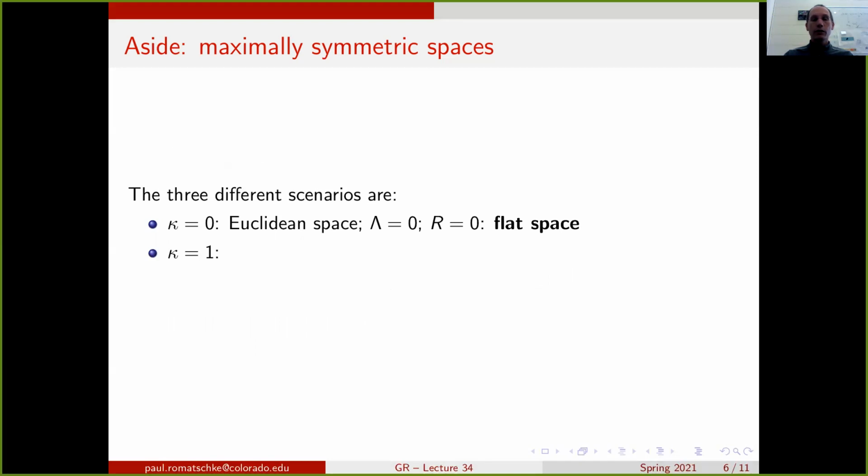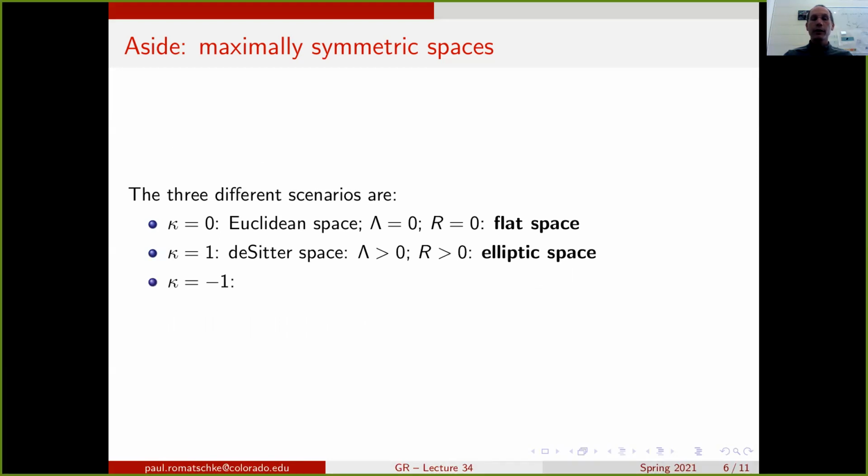But we have 2 other solutions. One of them is kappa is 1. This is known as the de Sitter space. In this case, the cosmological constant is positive because R is 6 times lambda. That also means that the curvature is positive. And we find that we have a geometry that's known as elliptic geometry or elliptic space.